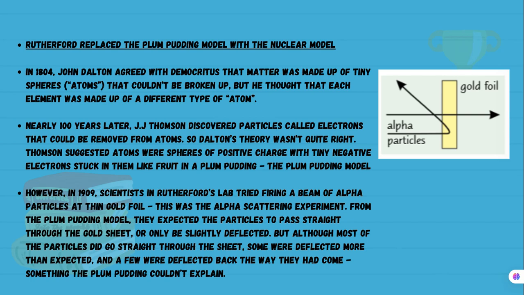However, in 1909, scientists in Rutherford's lab tried firing a beam of alpha particles at thin gold foil. This was the alpha scattering experiment. From the plum pudding model, they expected the particles to pass straight through the gold sheet, or only be slightly deflected, but although most of the particles did go straight through the sheet, some were deflected more than expected, and a few were deflected back the way they had come, something the plum pudding couldn't explain.